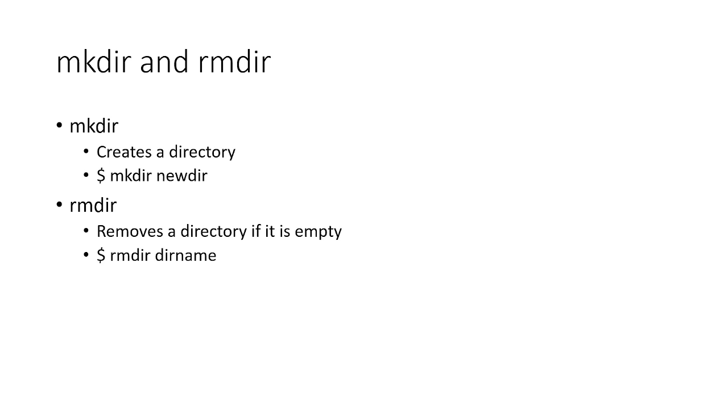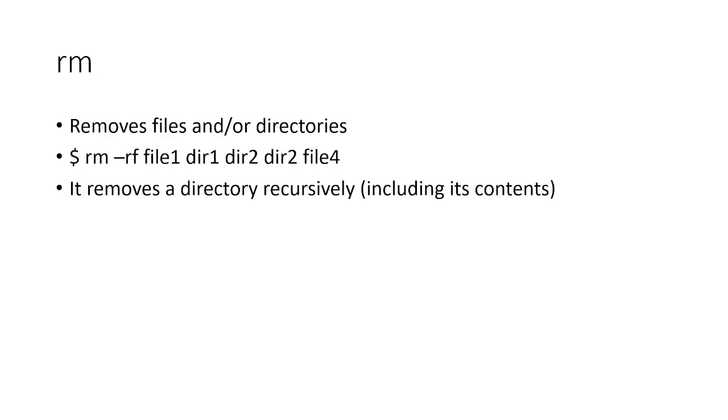And mkdir and rmdir. mkdir creates a new directory, and rmdir removes a directory if it is empty. So we can give it like this: rmdir directory name. And the rm command removes files or directories. If we give rm -r and a file or directory, and it is a directory, it will remove the contents of the directory also. So you will not be able to get it back if you delete the directory. It is like permanent deletion. It will not have any backup like that.